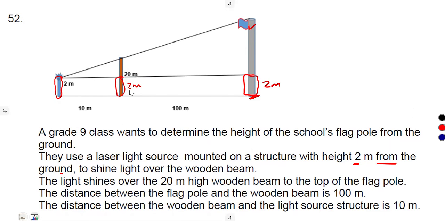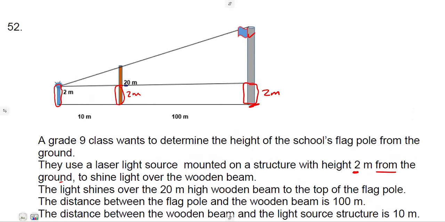So guys, if this is 2 meters representing our laser light, therefore we're going to subtract 20 minus 2 so that we have got the height above, which is from the triangle. As we do understand, guys, we'll be dealing with triangles here. So we want what is inside of the triangle. This is the one that we need above.